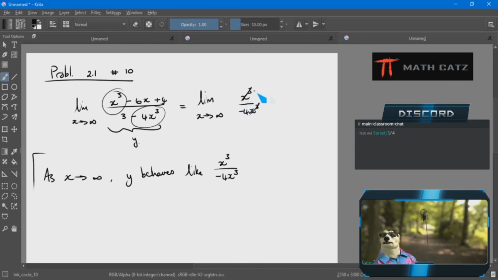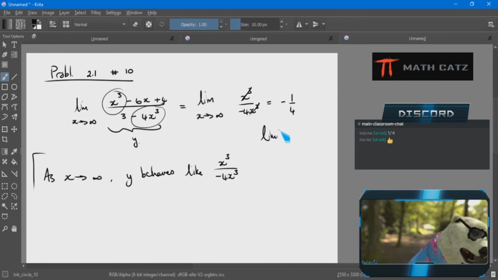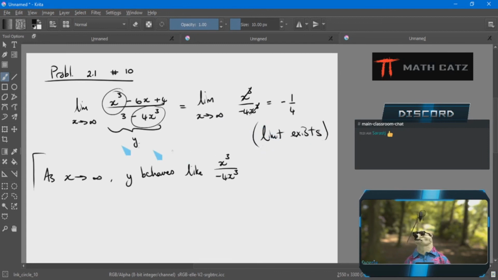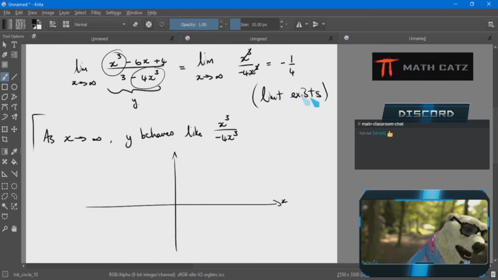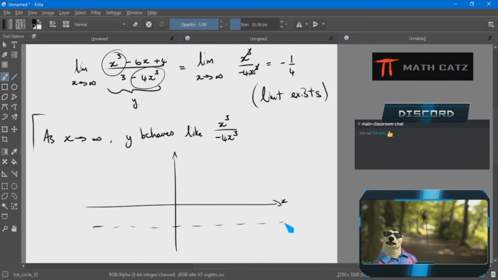I can simplify this, and then I get negative 1 over 4, which is consistent, which is stable, which is a number. And I can then say the limit exists in this long-term behavior question. Let me move up a little. In this long-term behavior question, the limit existing is equivalent to finding a horizontal asymptote.